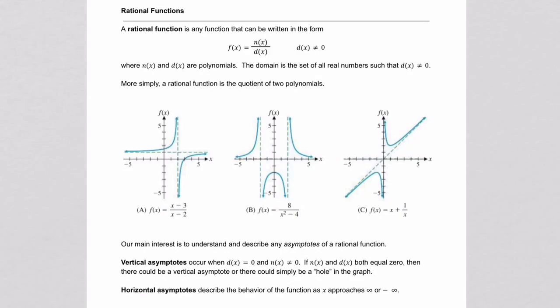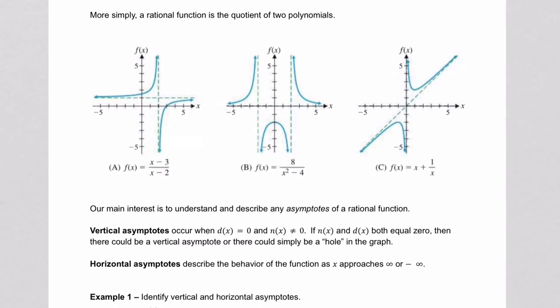Let's take a look at some rational functions. A rational function is a function that is the ratio of two polynomials. The domain for a rational function is all real numbers except when the denominator could equal 0. When that happens, we often see something pretty dramatic called a vertical asymptote.